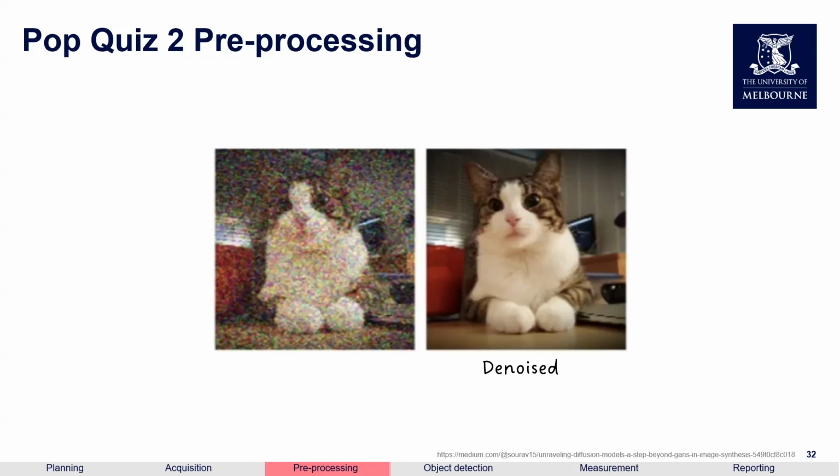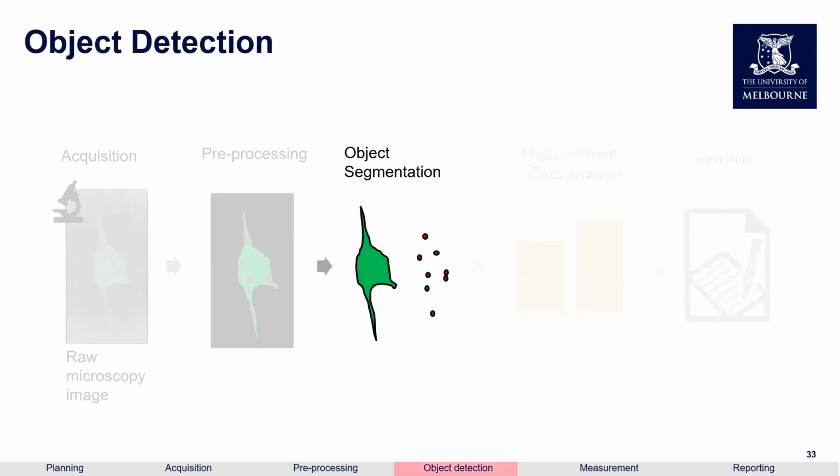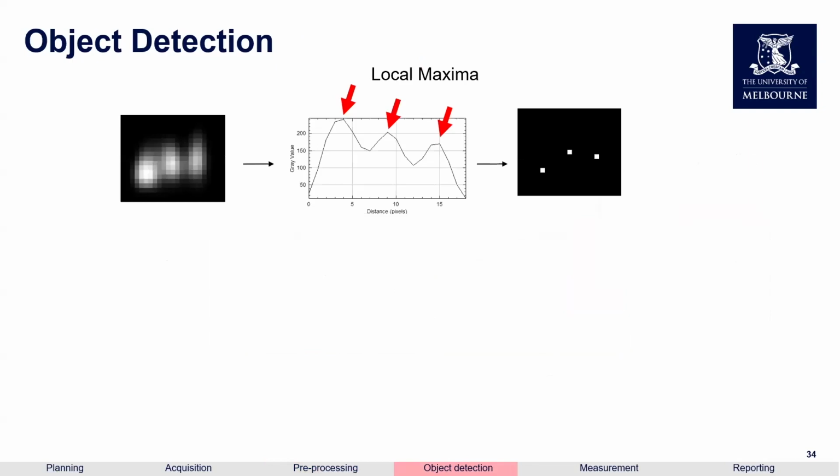Okay, let me stop sharing and move on to the next step, which is detecting the objects that we want to measure. Probably the simplest approach to object detection is local maxima detection, where we try to find the brightest point in each region. This is useful for quick counting, but it gives no information about the size or the shape.